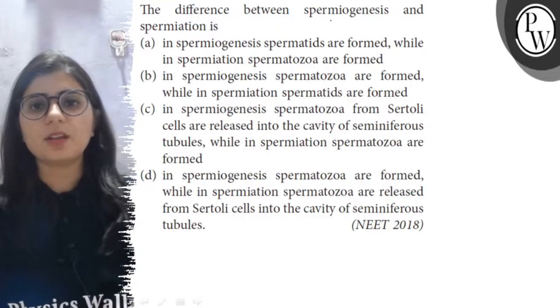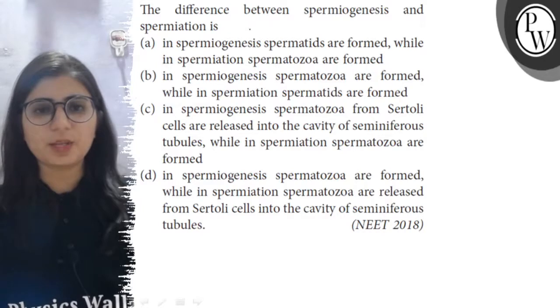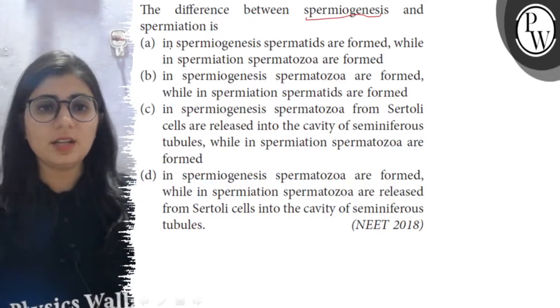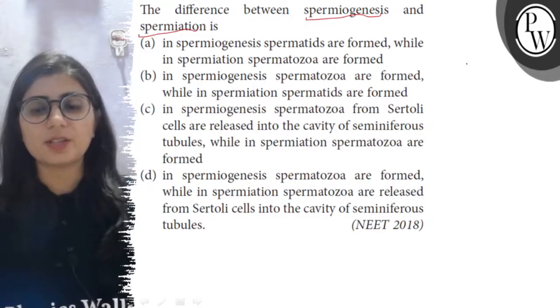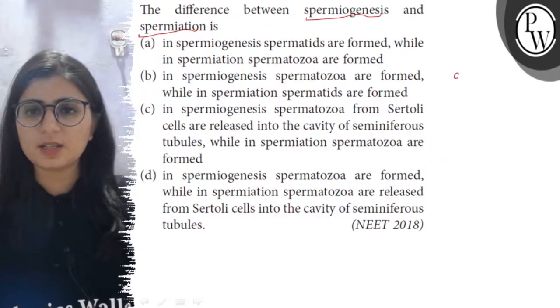The difference between spermiogenesis and spermiation is. So these four options are given and we have to choose the right one. So let's see the process of spermatogenesis. So what happens during spermatogenesis?